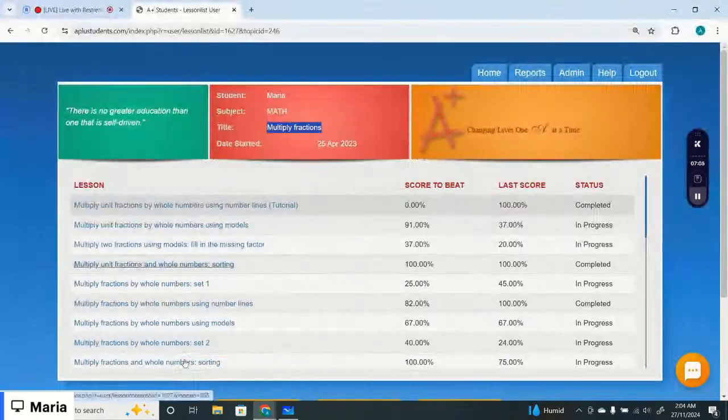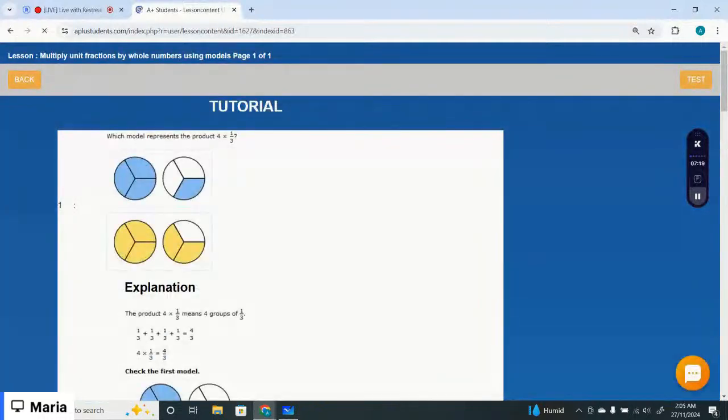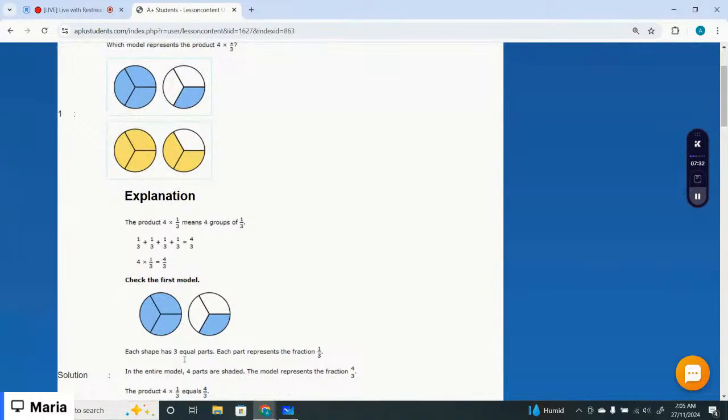Okay, here I'm on grade 5 math. Chapter we are on right now is multiply fractions. Let's just start with the lesson, multiply unit fractions by whole numbers using models. Which model represents 4 times 1 by 3? So 4 times 1 by 3 means 1 by 3 plus 1 by 3 plus 1 by 3 and plus 1 by 3.